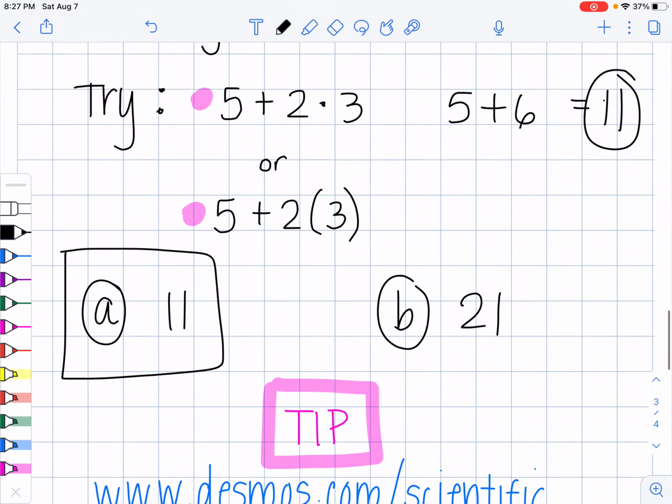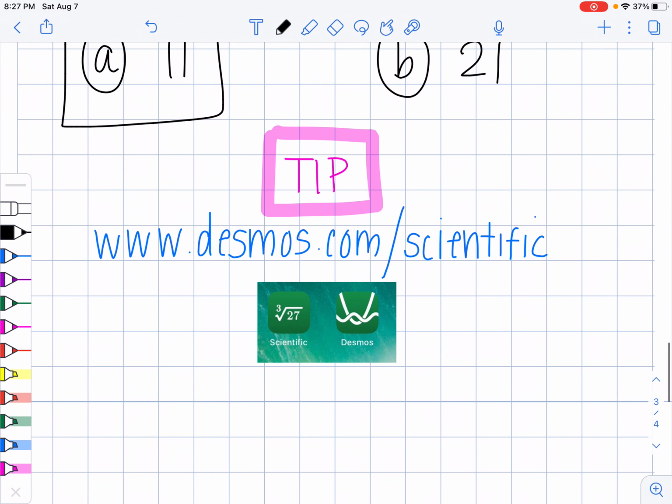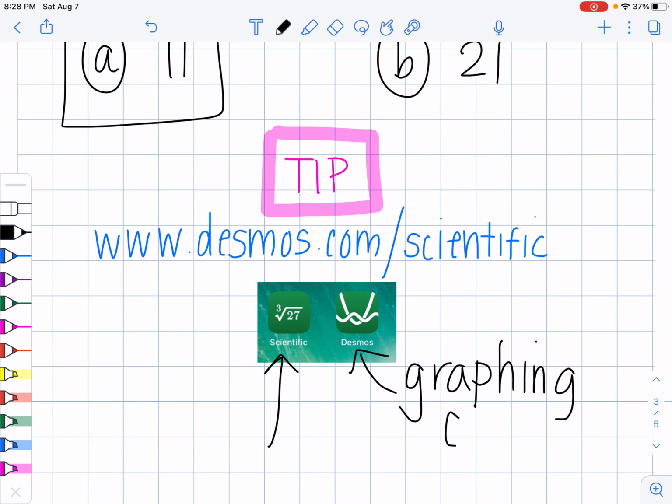However, if you are using your phone, a nice tip for you is this Desmos calculator. If you go online, www.desmos.com/scientific is going to give you a great scientific calculator, but you can also download the app. This guy right here is the scientific one. This one is our graphing calculator, which we can use later on. This one here is the scientific calculator, so this is the one you'll want, but you can get both of them. They're free, they're awesome, and you can also use it on the web.